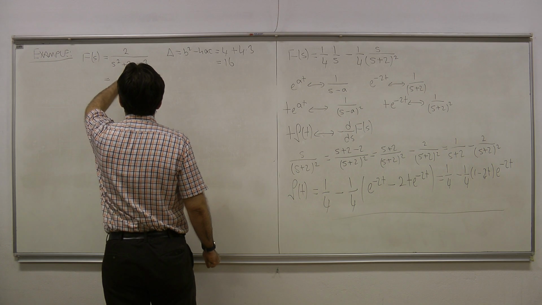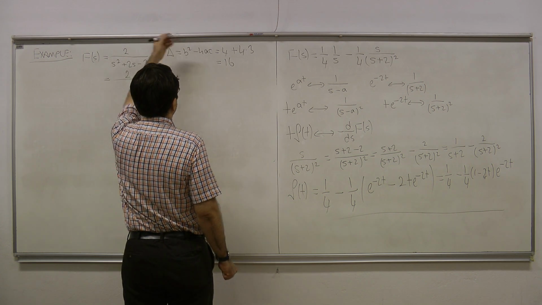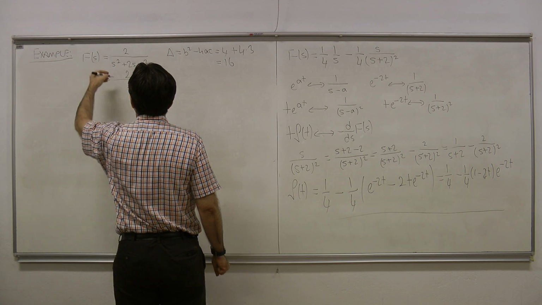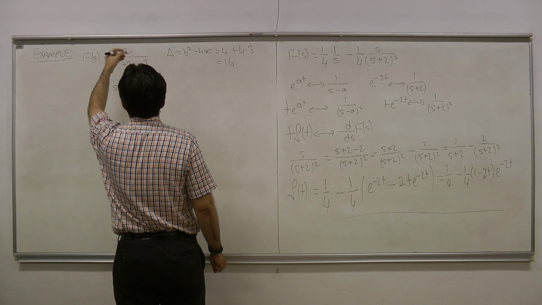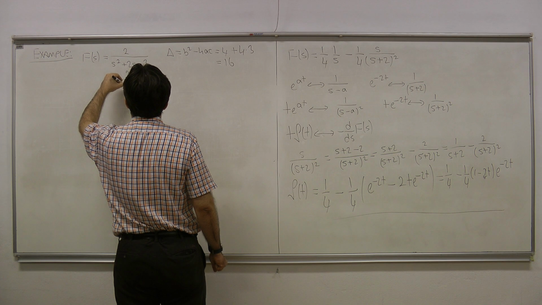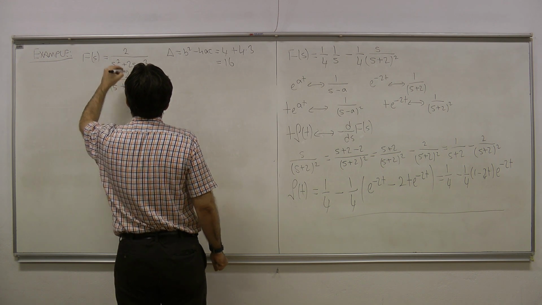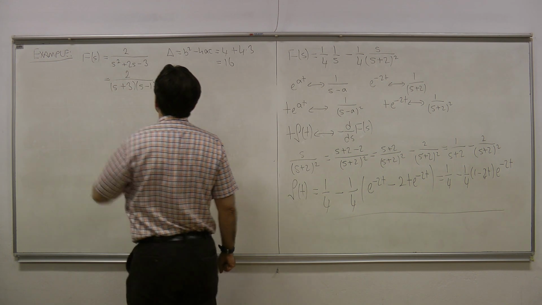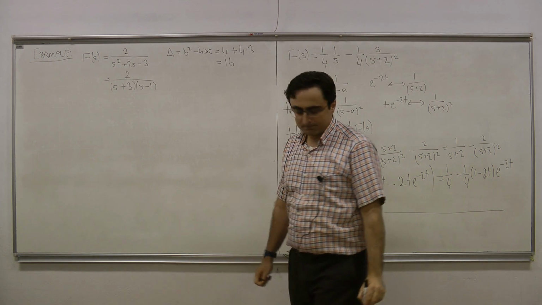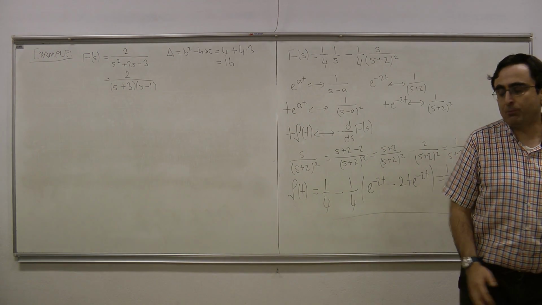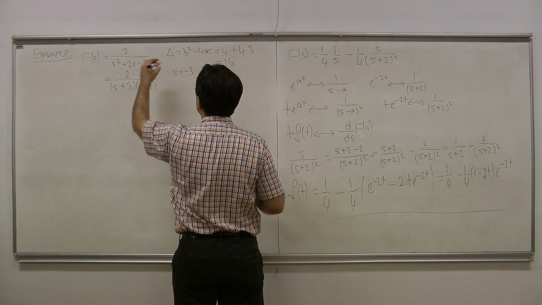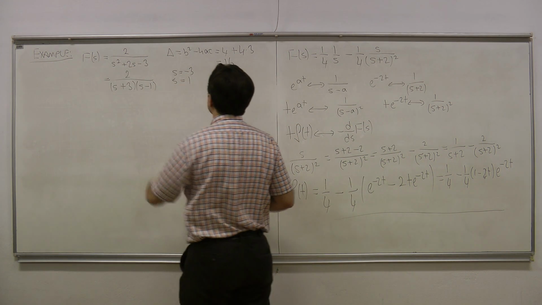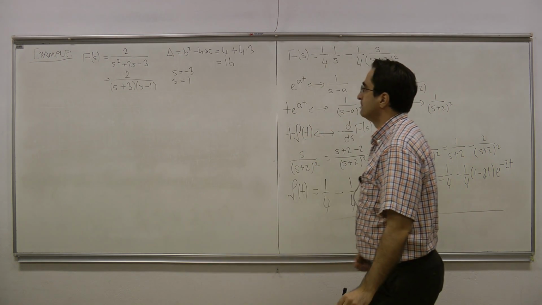I can actually write this. You can calculate the poles from the discriminant, but I won't do it here. It is easy to see that they are going to be at s plus 3 and s minus 1. Okay? So where are the pole locations? Poles are at s equals -3 and s equals 1. All right?